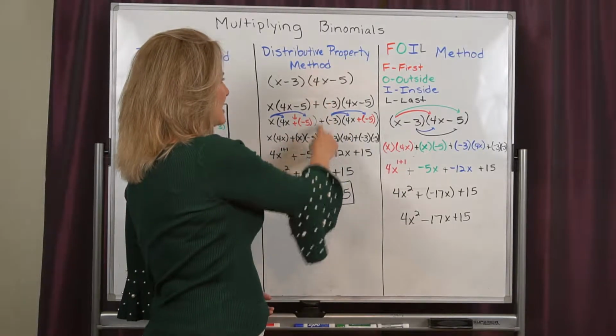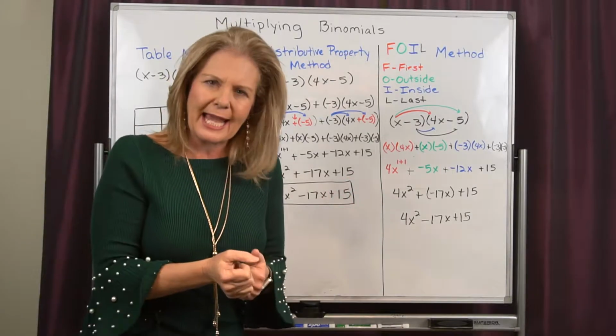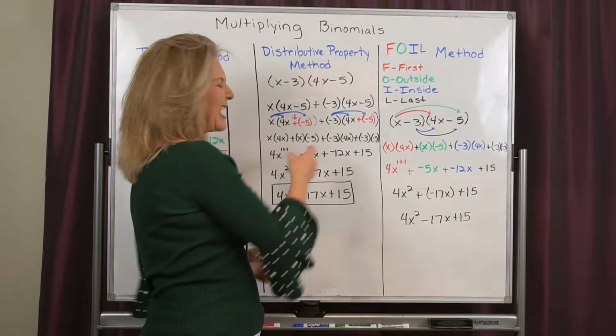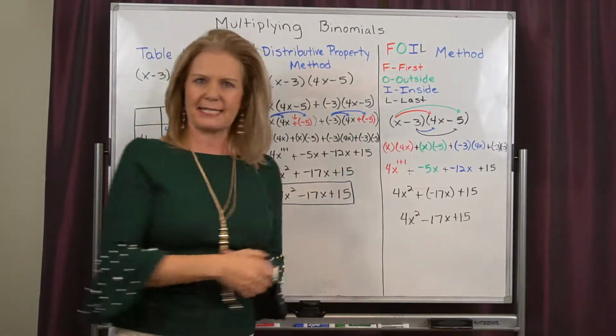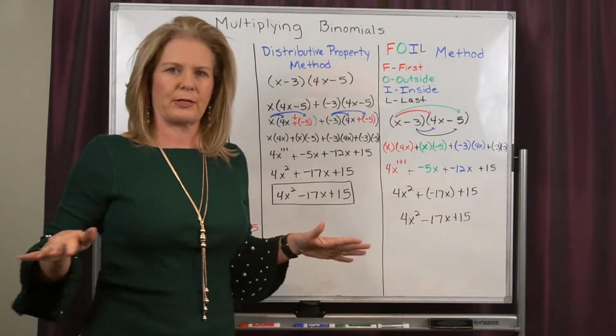Now I move on to the second distributive property. And notice I always add these together because I'm putting this together. If I separate it apart, I'm really adding them back together again. So now I have negative 3 times 4x, which I can see as negative 12x. And I have negative 3 times negative 5, which I can see as a positive 15. So you're just following the basic rules of distributive property.